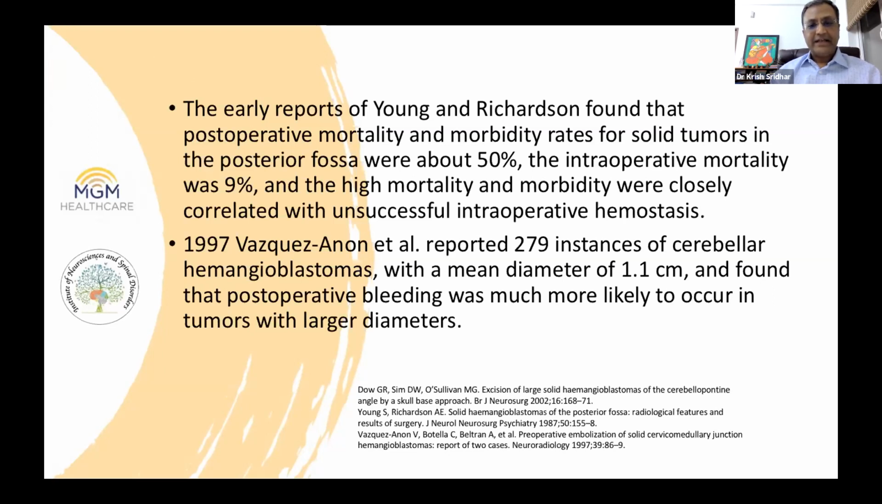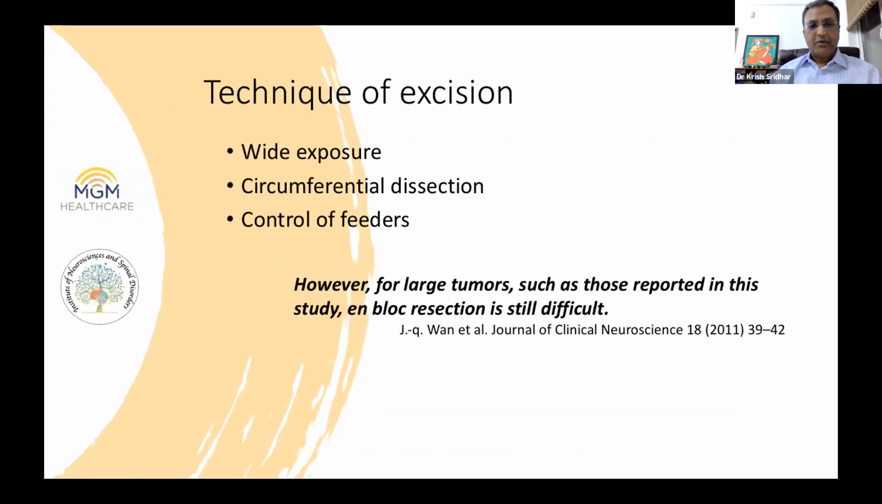In 1997, Vazquez et al. reported 279 instances of cerebellar hemangioblastomas and found that the larger the tumor, the more the postoperative bleeding was. So from then on, we have seen in reports that size matters a lot when we are dealing with hemangioblastomas. But whatever the size, the technique of excision now is standardized.